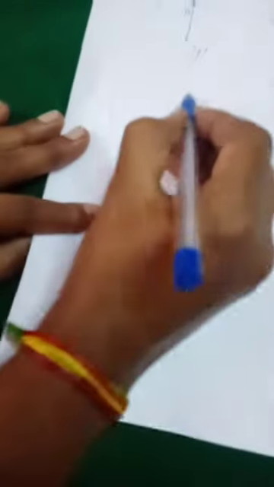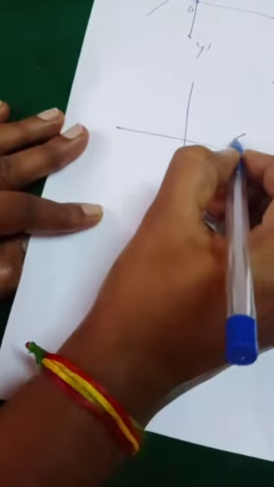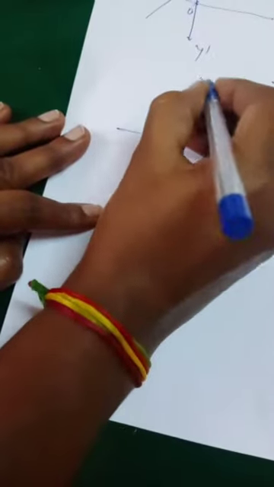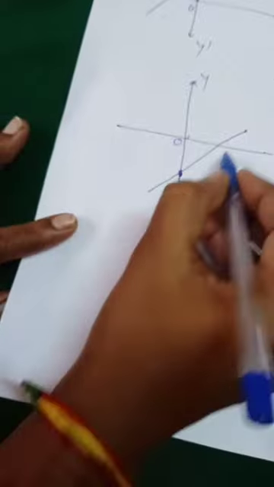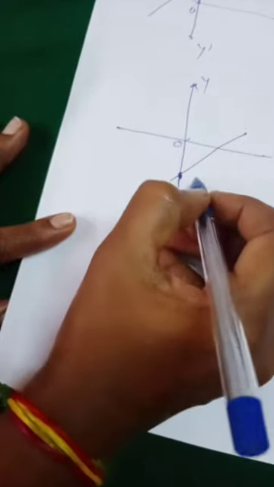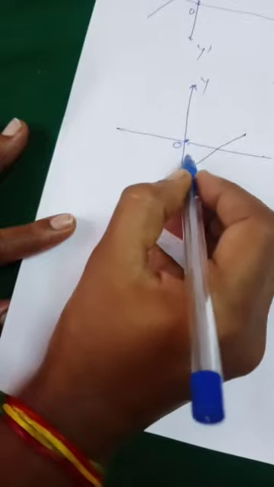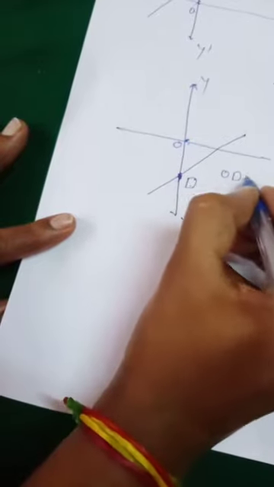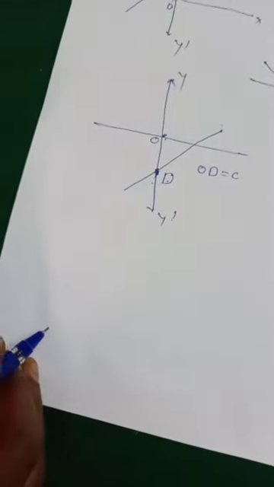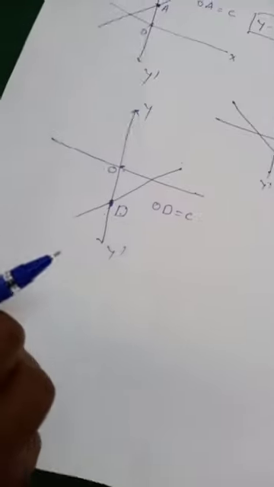Suppose I take one more, so this is the coordinate axis. I draw a line here. This is a line, this is the origin, this is y, and this is y dash. If a straight line meets the y-axis at a point, the distance of this from the origin is called the y-intercept. So OD is equal to C here. Got it? Understood? Can we see some examples now?